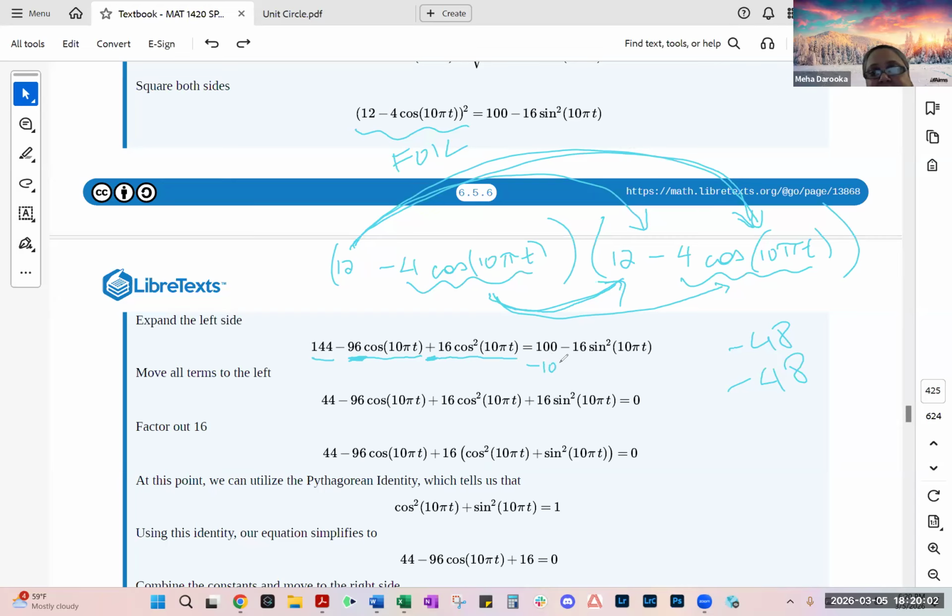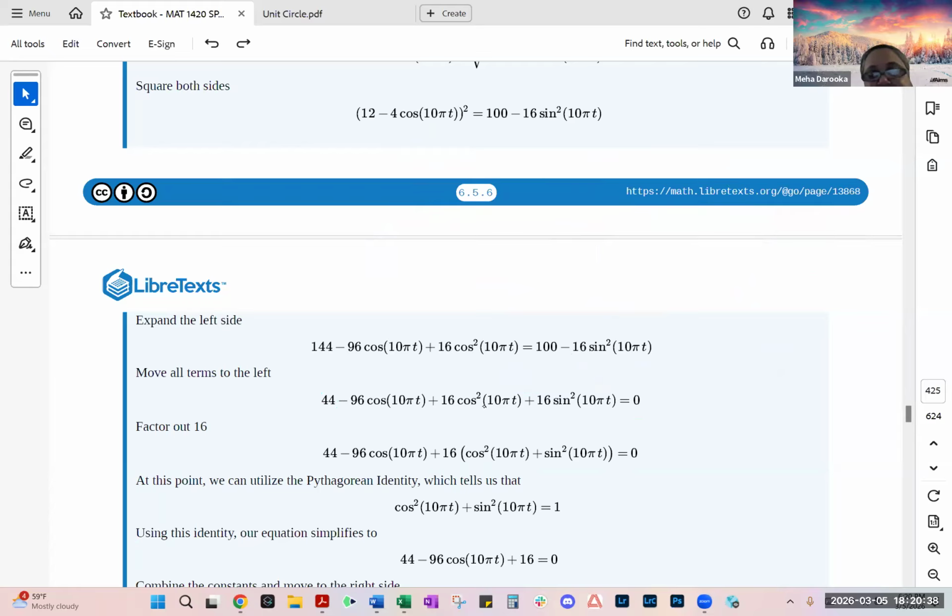So basically, we can start by subtracting 100 on both sides. You can see 144 minus 100, of course, just gives us 44. We are also taking our negative 16 sine squared 10 pi t and moving it to the left-hand side so that we can get 0 on the right-hand side. So you're basically bringing all the terms to the left-hand side now. None of these are going to combine other than the 144 and 100, but you should be able to see that both of these terms have a 16 in common.